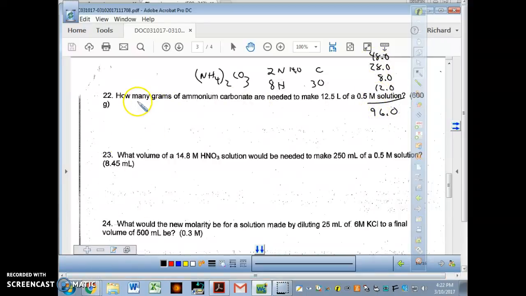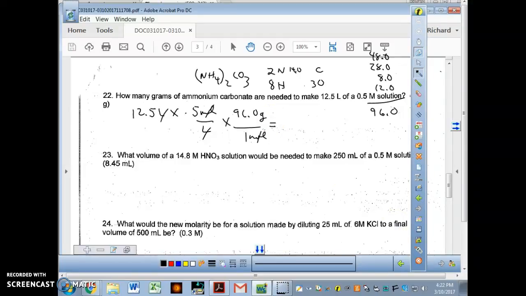So on our mole map this time, grams, we're going to multiply the molarity times the volume, 12.5 liters times 0.5 moles per liter, multiplied by the molar mass, 96 grams per mole. So liters, liters, moles, moles, we're going to get grams. So 12.5 times 0.5 times 96 is right on the nose, 600 grams. 3 sig figs, 1 sig fig, so 600 looks good.